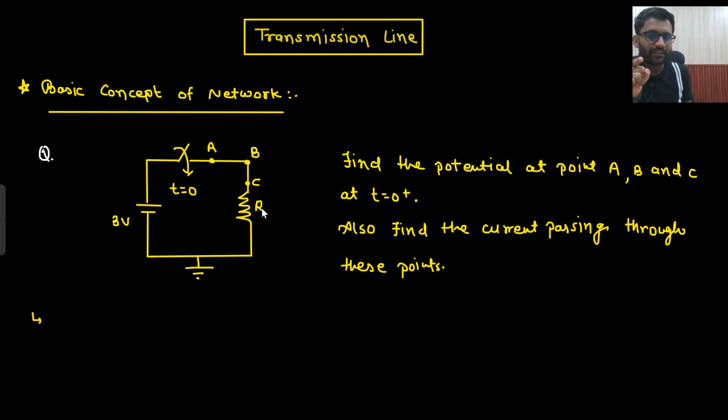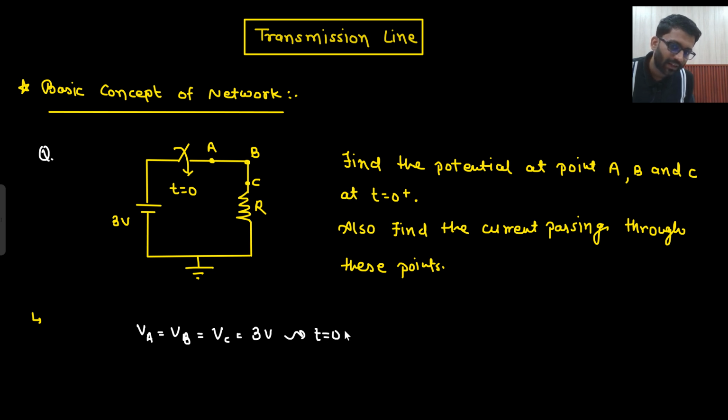This is a 3 volt battery, this is a resistance R. I am closing the switch at t equals to 0. Just as I close the switch, what will be the potential at point A, B and C, and what will be the current passing through these nodes? So just as I close the switch, in network analysis what do we study? Just as I close this switch, this 3 volt will be going there. So VA will be equals to VB will be equals to VC, that will be equals to 3 volt at t equals to 0 plus only, right?